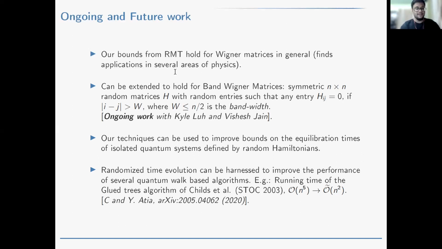There you have two binary trees that are glued together by random connections, and you start from one end of the binary tree and you have to reach the other end. What Childs et al. showed is that for this problem relative to an oracle, you get an exponential speedup. For a quantum walk you need something like order n to the 5 time, whereas for a classical random walk you need exponentially longer time. But what we showed is that you could improve the running time of Childs et al. to something like O tilde of n squared by harnessing the spectrum of the underlying glued trees algorithm.